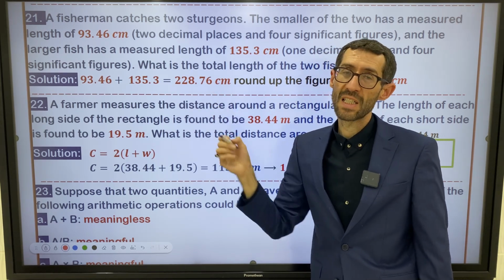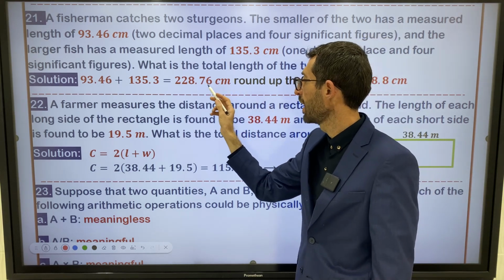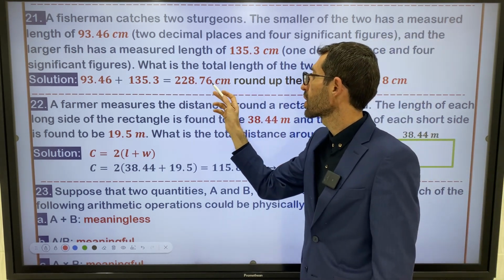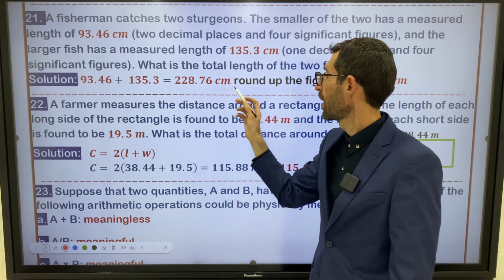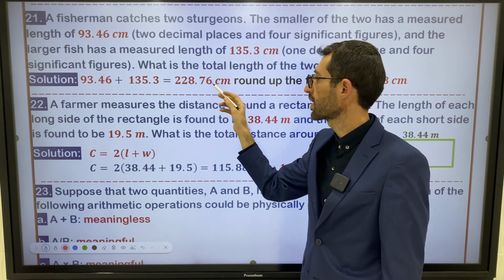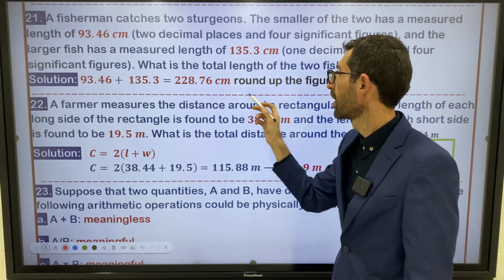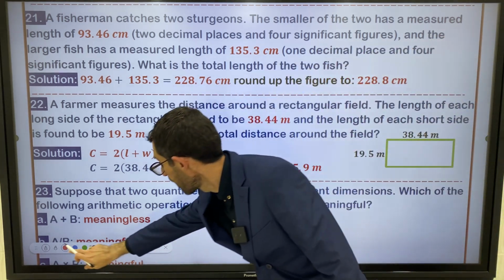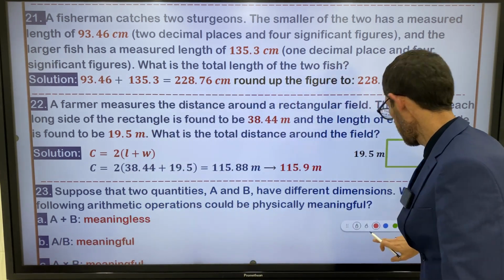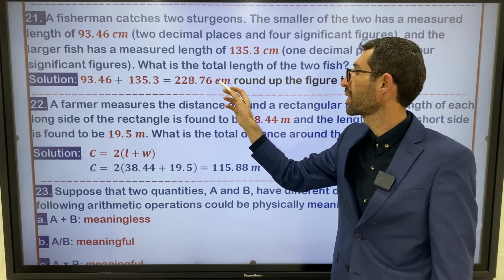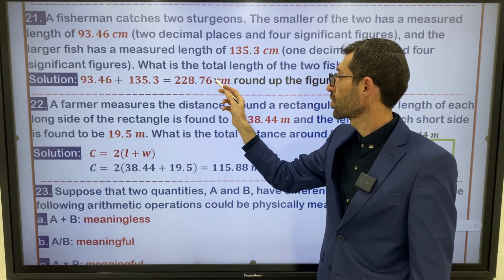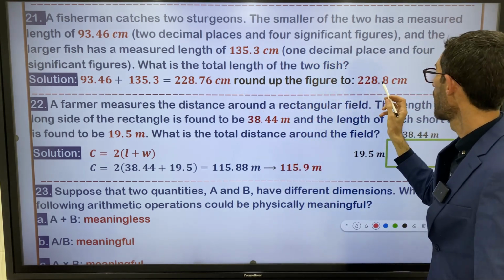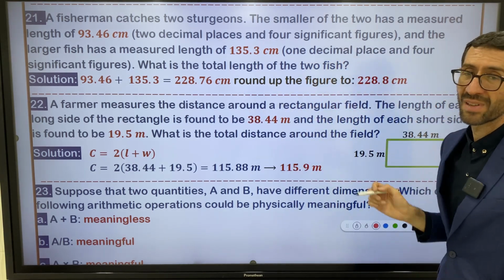So we have 2 decimal places. That's why we have to convert it to 1. We have to reduce it to 1 decimal place. So what shall we do? The last digit is 6, so we round up. You have to drop this number, and we round up because it is more than 4. You drop this one, and you add 1 unit to the 7, and the answer will be 228.8 centimeters. This is the answer.